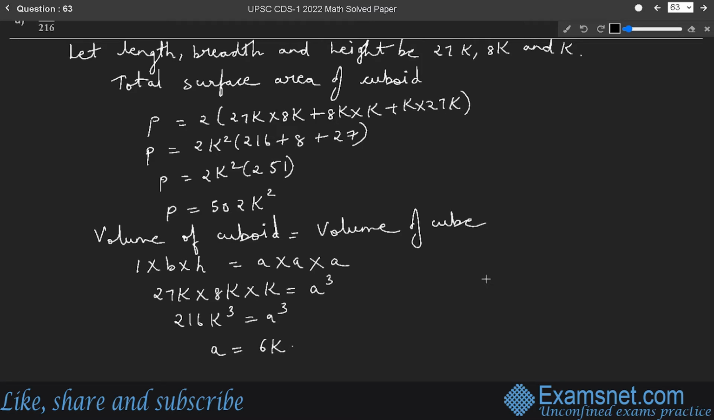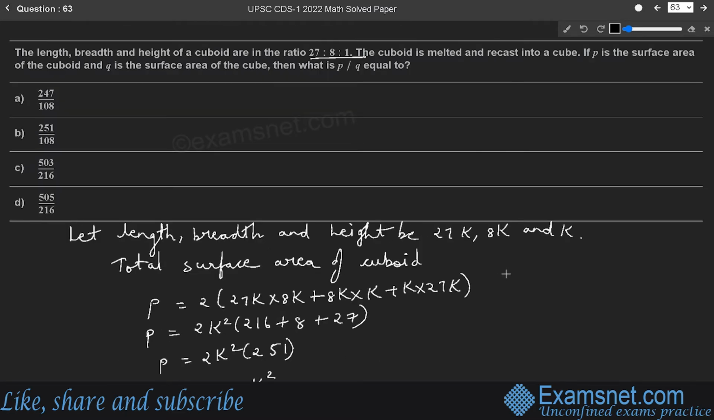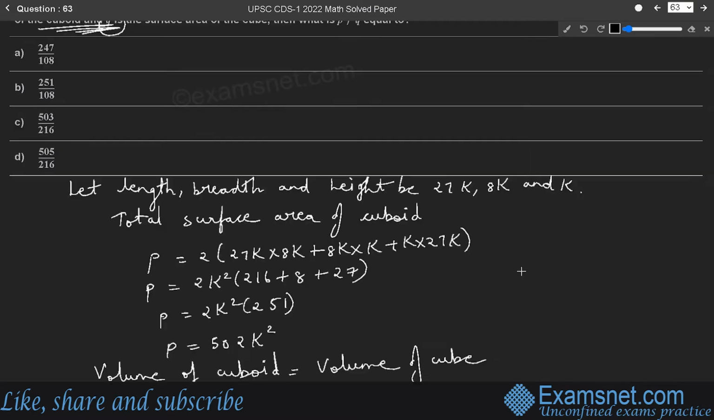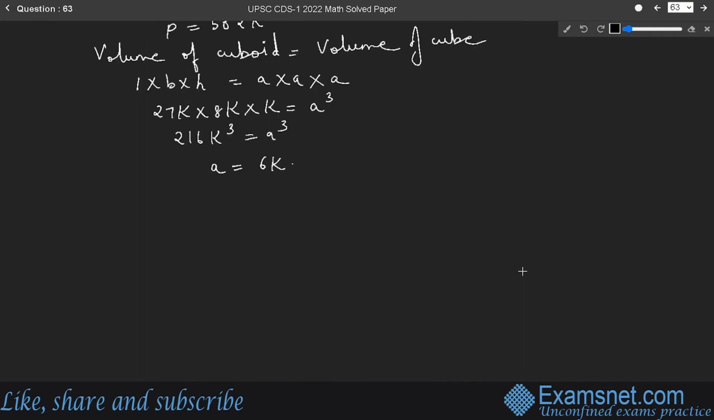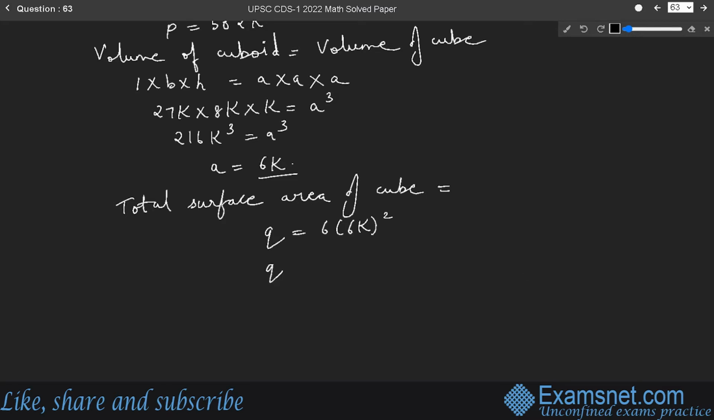Now let us talk about the other thing which is given in the question. Total surface area of cube is Q. So, total surface area of cube is equal to Q is equal to 6 into 6K square. We know that total surface area of cube is 6 into A square and the value of A is 6K. So Q will be equal to 216K square.